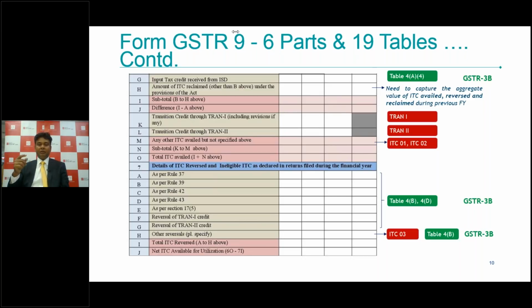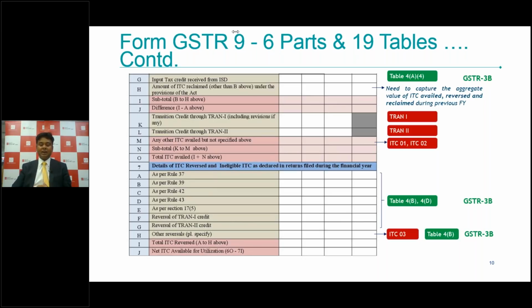Maintaining the flow now, we will also have to disclose the transitional credit through Tran 1. Tran 1 is basically the pre-GST credit, and also Tran 2, which is the sale of pre-GST stock. Then ITC 01 and ITC 02. ITC 01 is where the registration has been obtained, however the goods have been received with GST, so you report it in ITC 01. And then you have ITC 02, which is typically applicable where you do a transfer of business, as a result of which the credit also gets transferred.